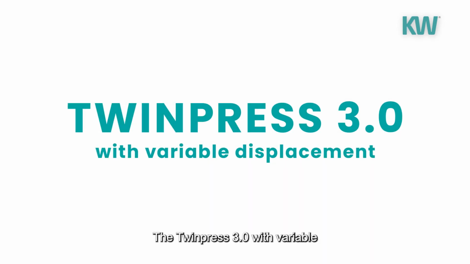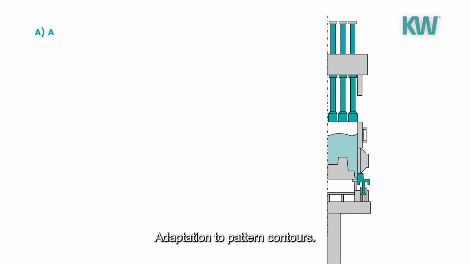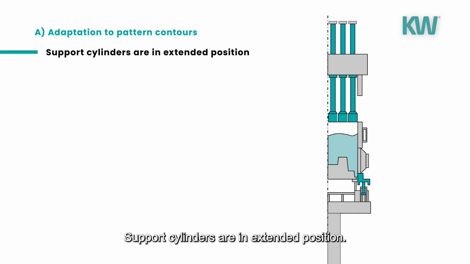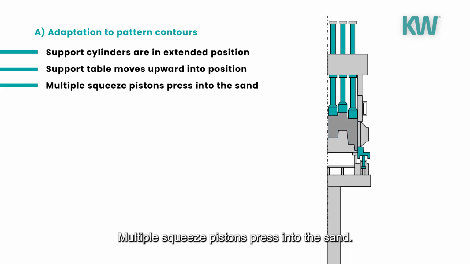The TwinPress 3.0 with variable displacement animation shows adaptation to pattern contours. Support cylinders are in extended position. Support table moves upward into position. Multiple squeeze pistons press into the sand.